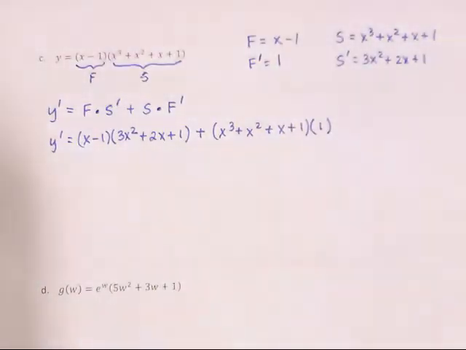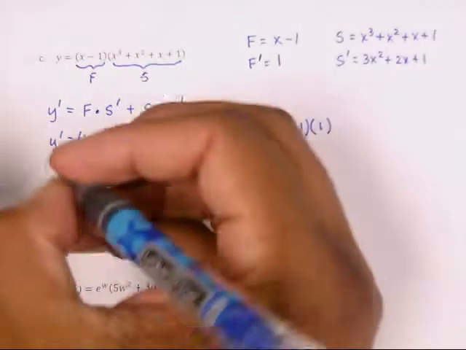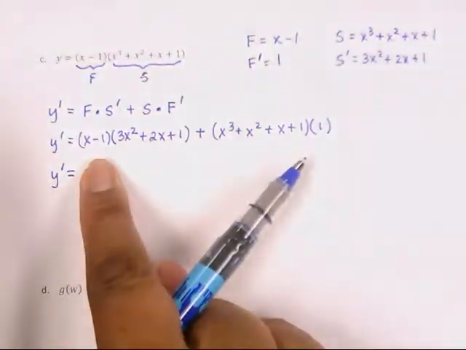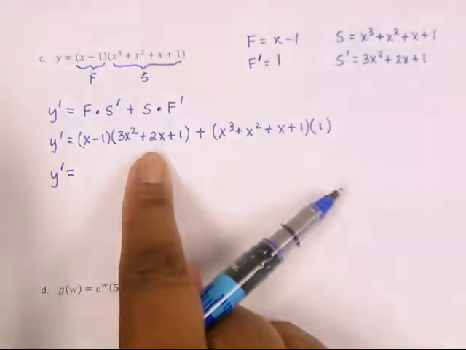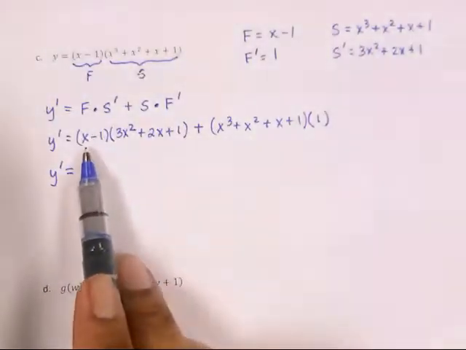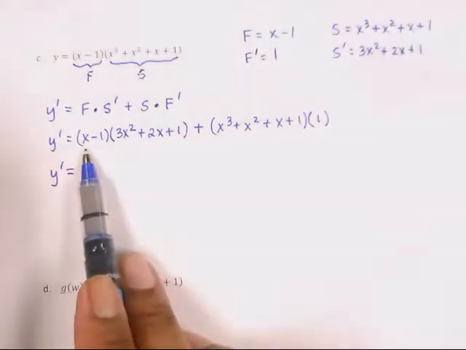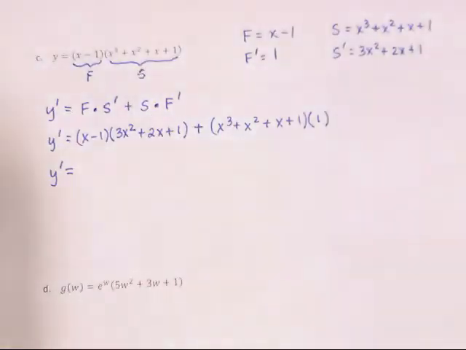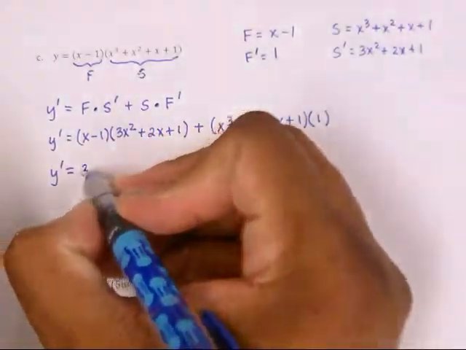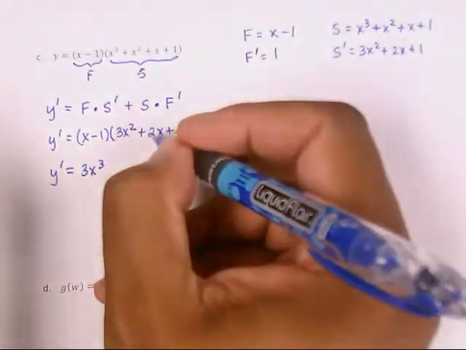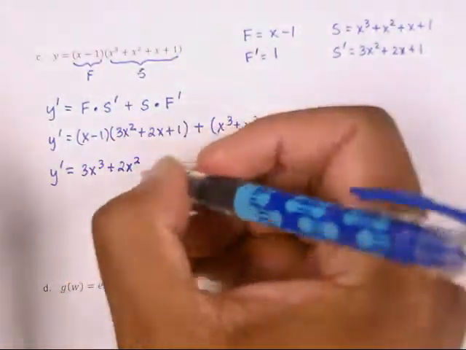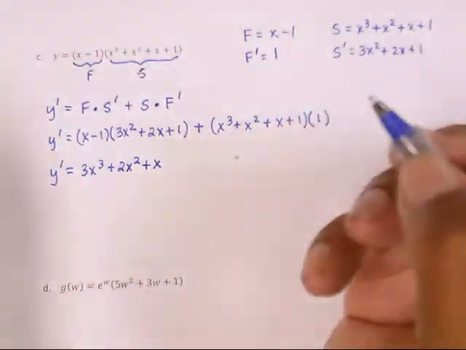And now we're going to simplify all of this and try to combine some like terms here. For the x minus 1 times 3x squared plus 2x plus 1, I have to multiply each term of the first factor by each and every term of the second. So if I do x times 3x squared, that would be 3x cubed. And then x times 2x will be a plus 2x squared. And then x times the 1 would be a plus x.